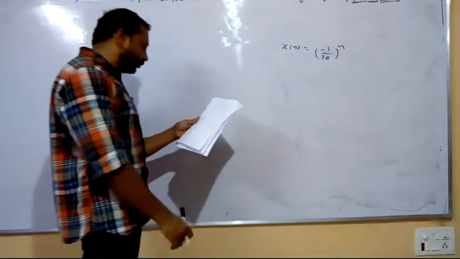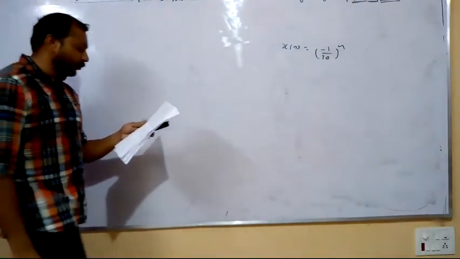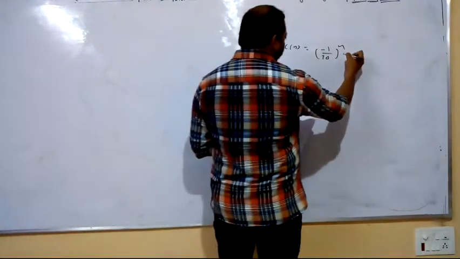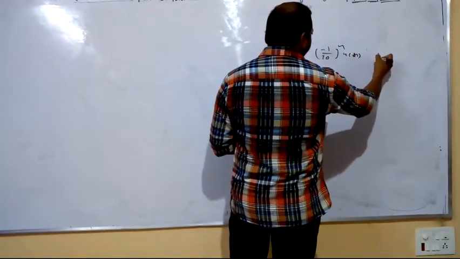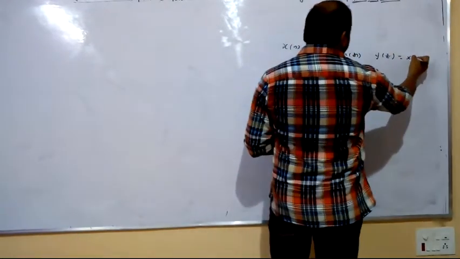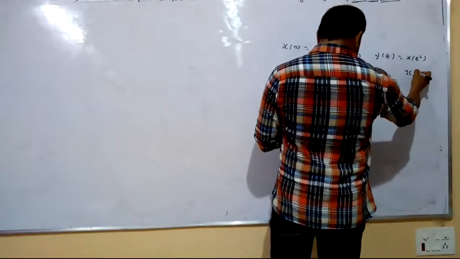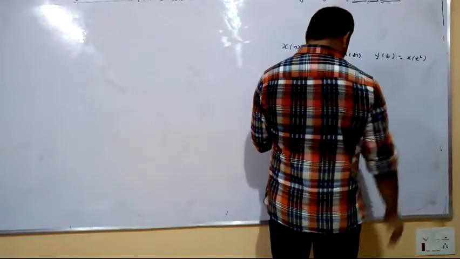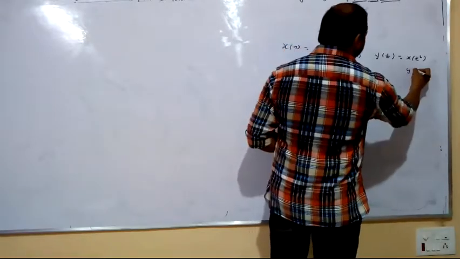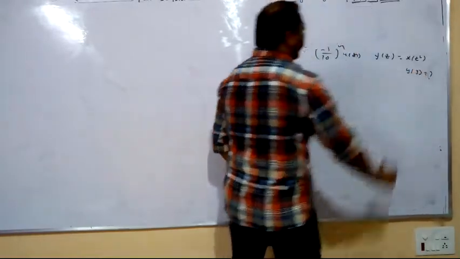Minus 1 by 10 whole to the power n into u of n. Then y of z is equal to u of n, and given y of z is equal to x of z square. Then what is the value of y of 3? They are asking y of 3.